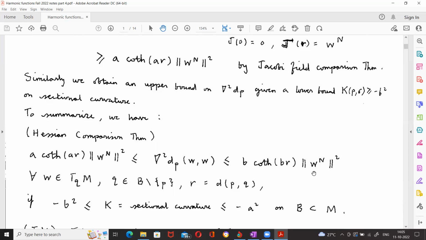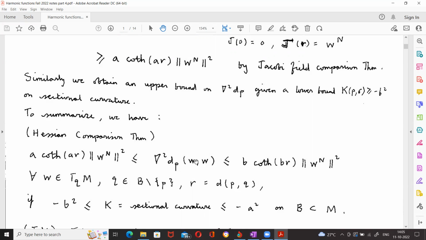So we have these upper and lower bounds on the Hessian of the distance function. First of all, note what this means: the Hessian of the distance function is positive semi-definite, right? Yes. And this leads to the fact that geodesic balls in negative curvature are strictly convex.